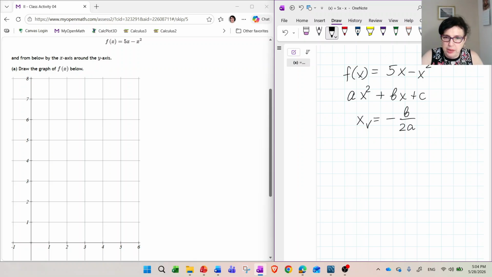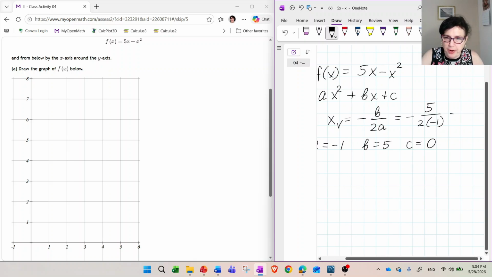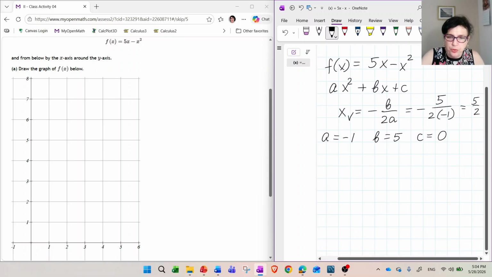In my case, I have a equals negative 1, b equals 5, and there is no c, so c will be 0, which means the x-coordinate of the vertex is going to be minus 5 divided by 2 multiplied by negative 1, so that's going to be positive 5/2, right? So that's the x-coordinate of the vertex. And then to find the y-coordinate of the vertex, you need to plug that into the function to get the y value.